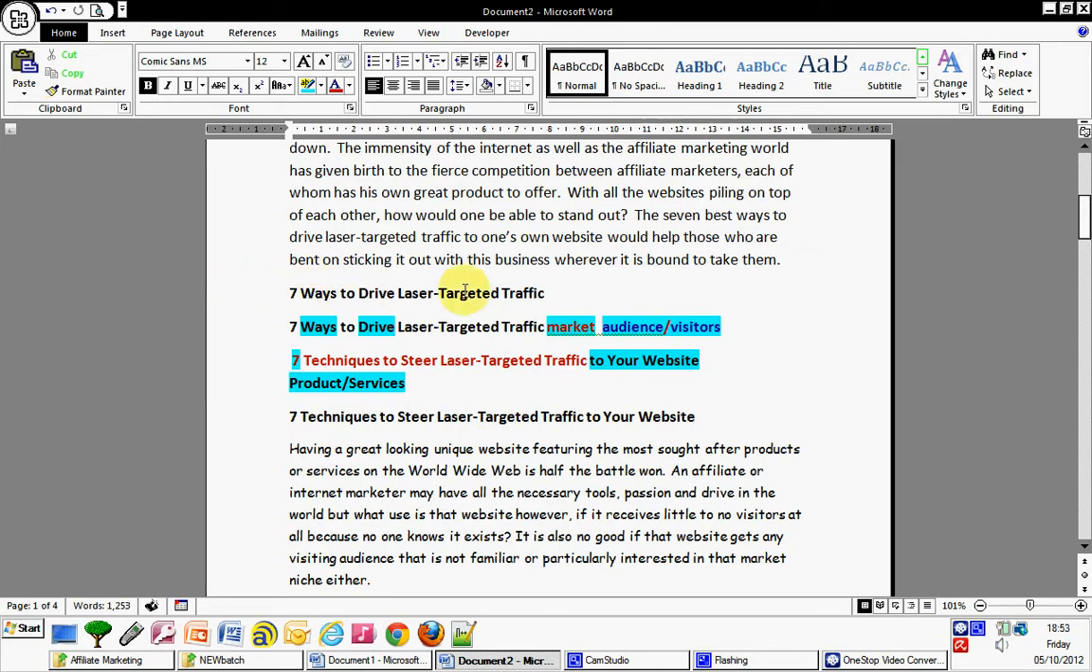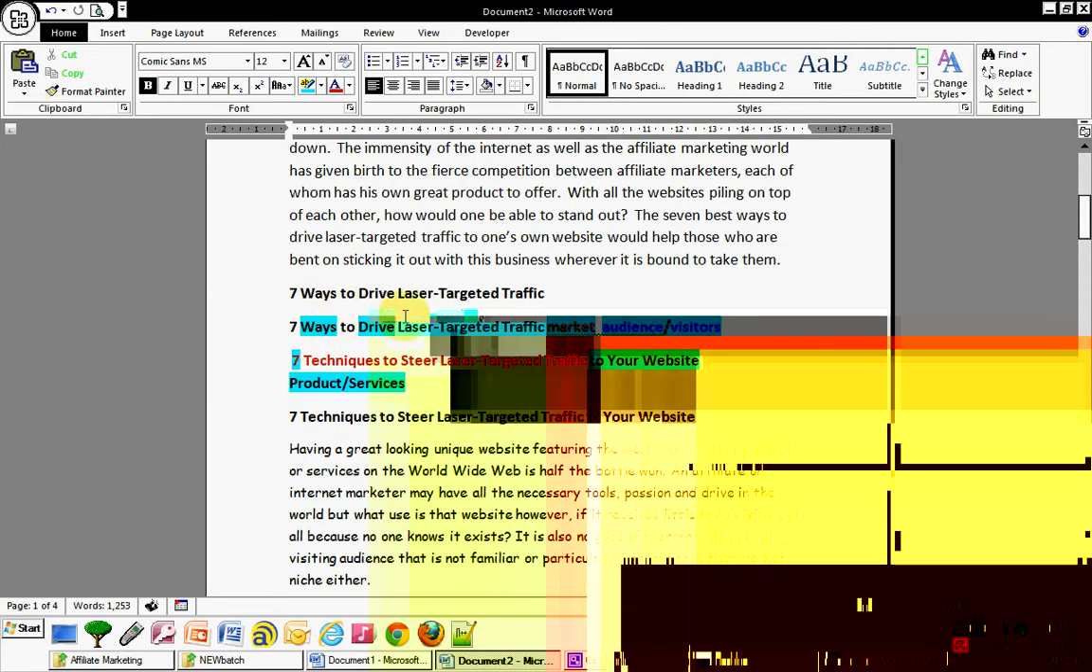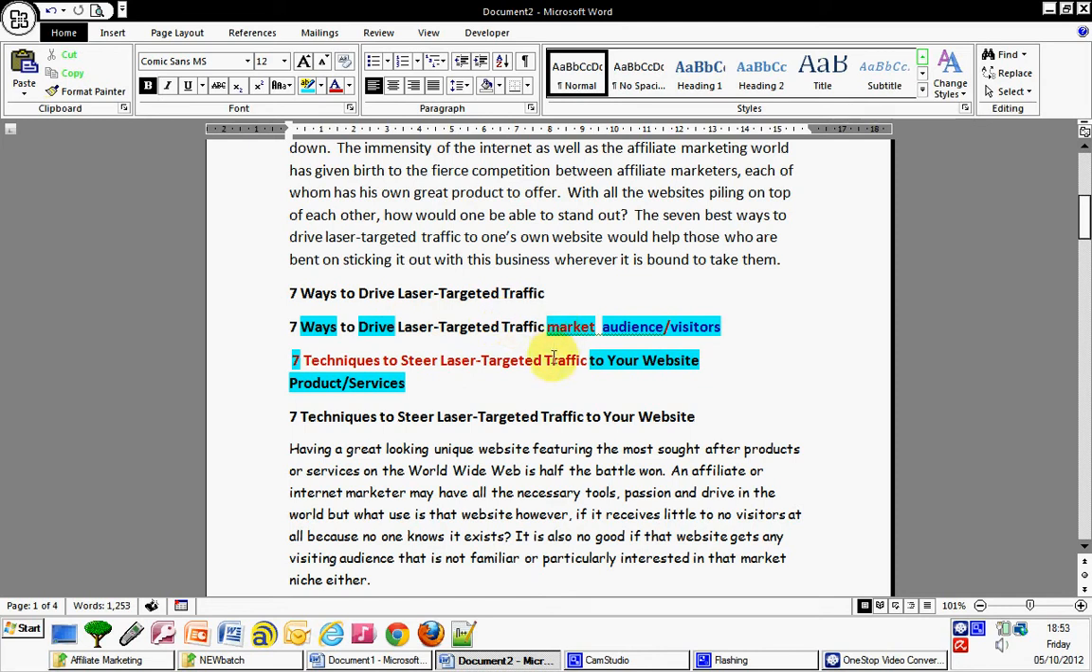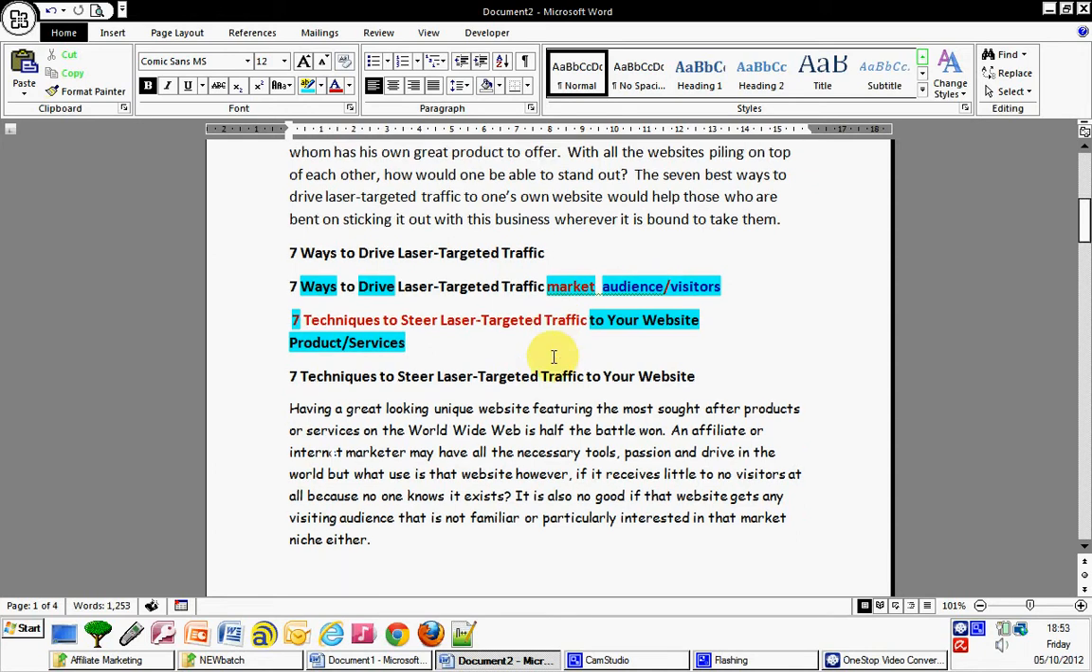So we have to change the title, for example, 7 ways to drive laser targeted traffic. Laser targeted traffic, there's not really any way we can get around that, because that's what is known as laser targeted traffic. It's a term used. So I've sort of dithered around here with notes, and this is what you should do in between paragraphs, to take notes and just tweak things around.